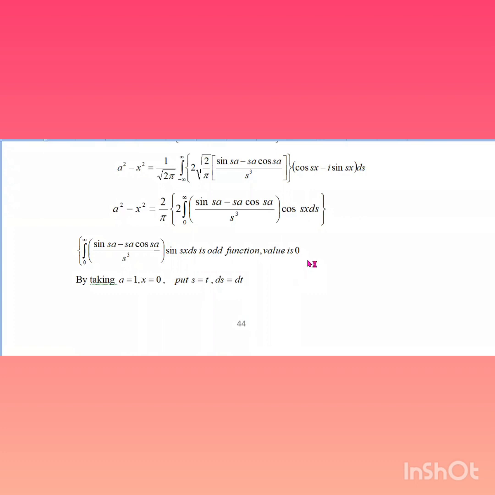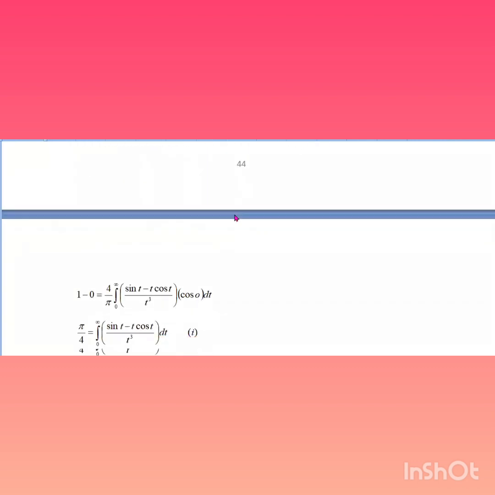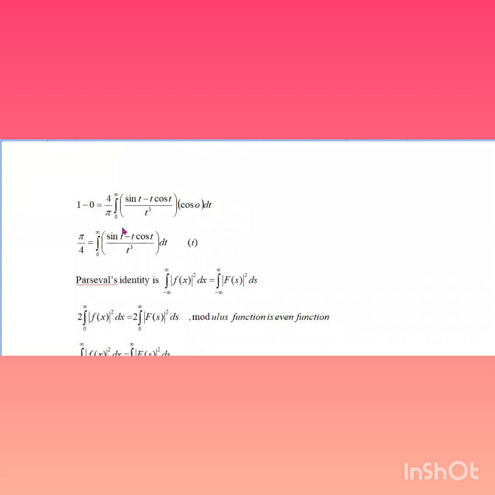So therefore, by taking a equal to 1 and x equal to 0, and taking s equal to t, so ds is equal to dt. Instead of a, apply 1; x equal to 0; s equal to t. So therefore, 1 minus 0 is equal to 4 divided by pi, integral over the limit 0 to infinity, sin t minus t cos t divided by t cube, cos 0 into dt.